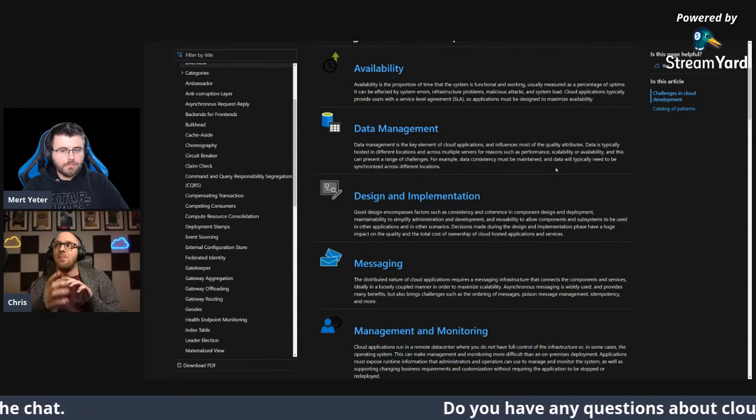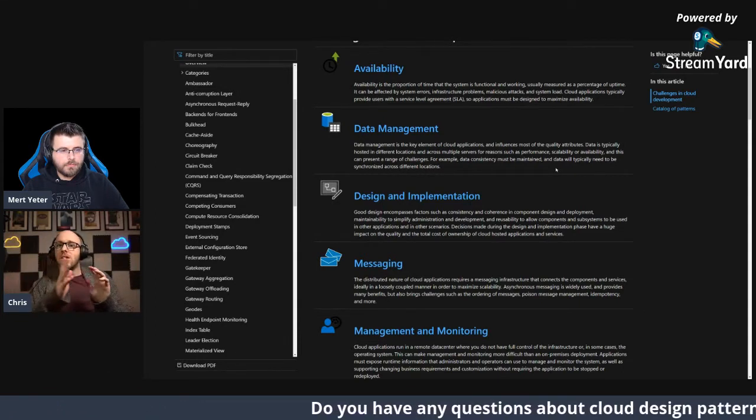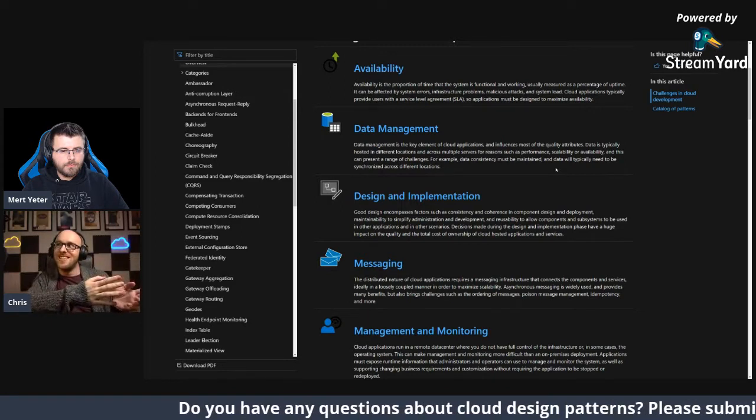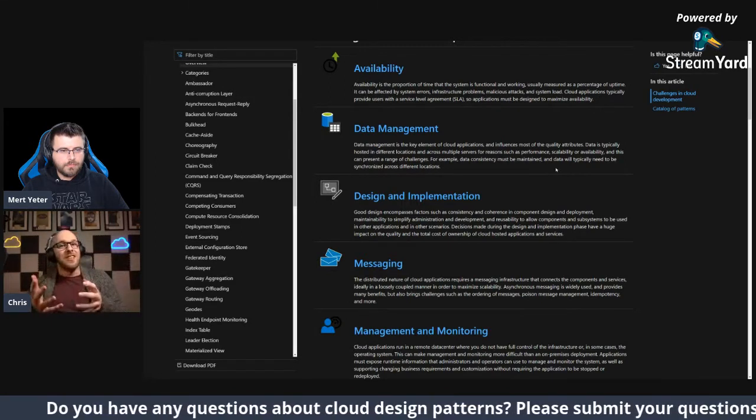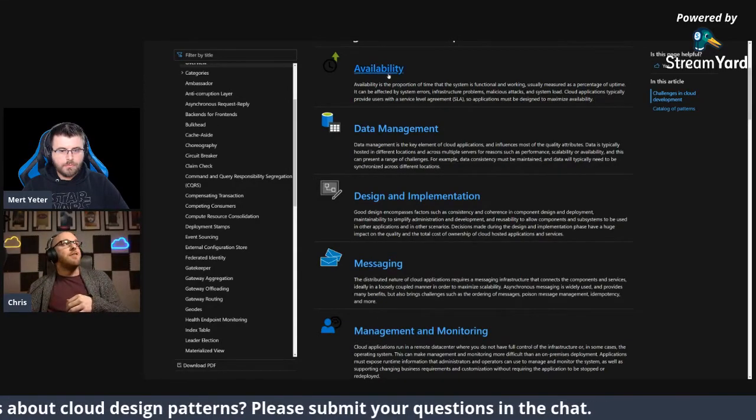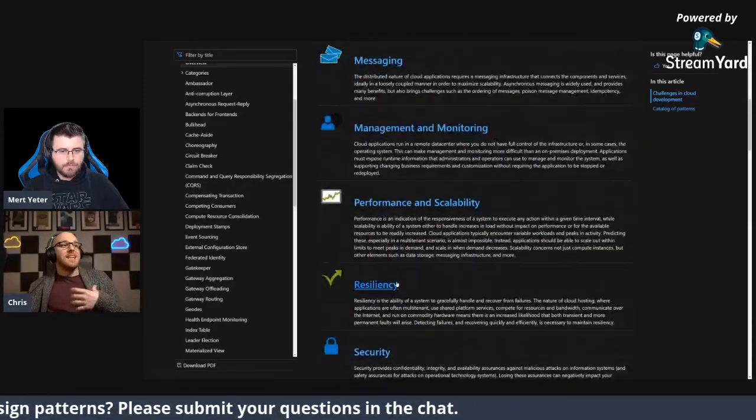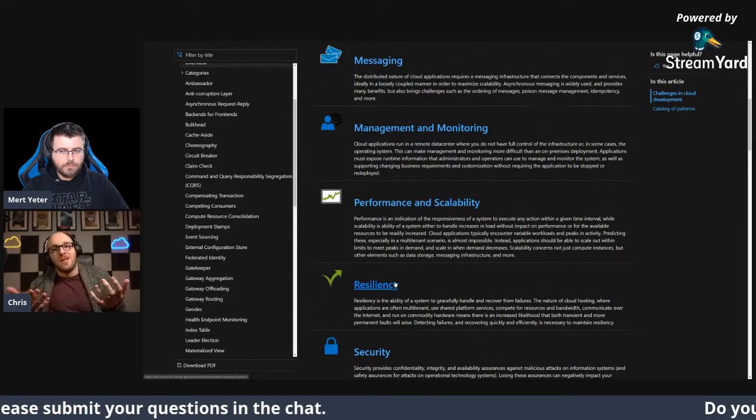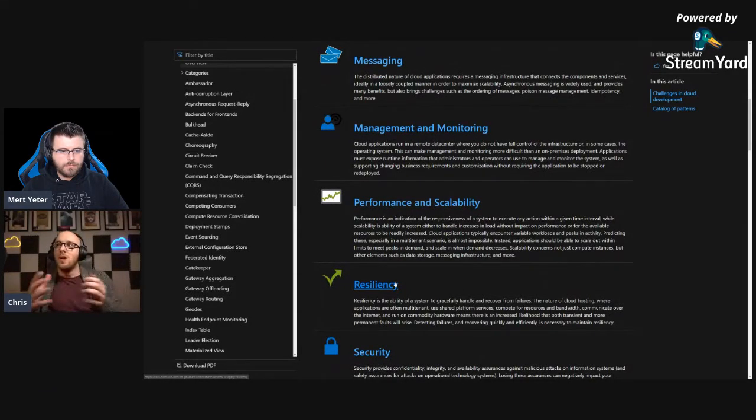It's important to say as well that just because there's a pattern in one section doesn't mean that it can't be in another section as well. There are some, for example, that might focus on availability. They also might focus on resilience and performance and scalability. So they could potentially address a few concerns that you have in your solution as well. So that's really how you think about them from a cloud perspective.